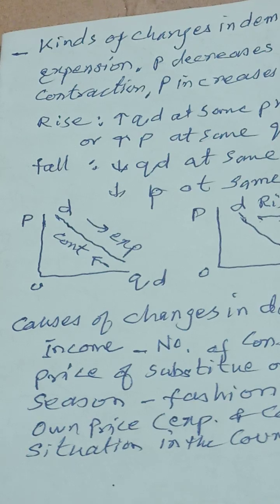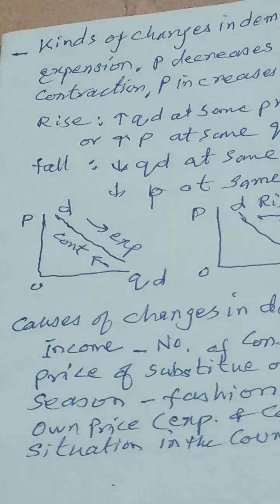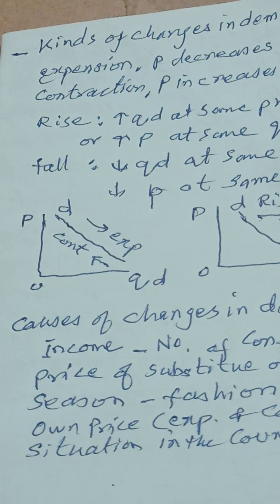The question is kinds of changes in demand, or reasons of changes in demand. There are four kinds of changes in demand: expansion and contraction, rise and fall. Expansion takes place due to decrease in price, and contraction in demand takes place due to increase in price.